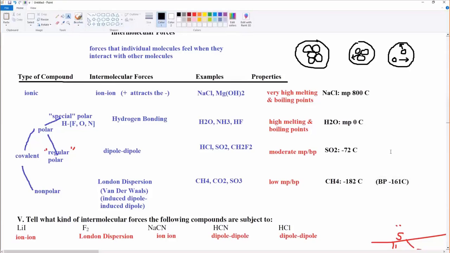Right, so before the SO2 will even melt, the CH4 has boiled 100 degrees beforehand because it was just not attracted to each other at all, really.